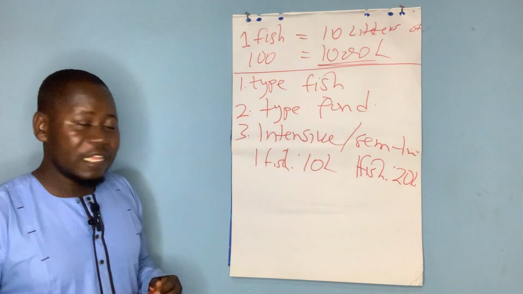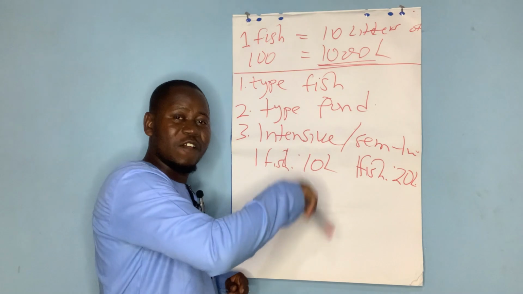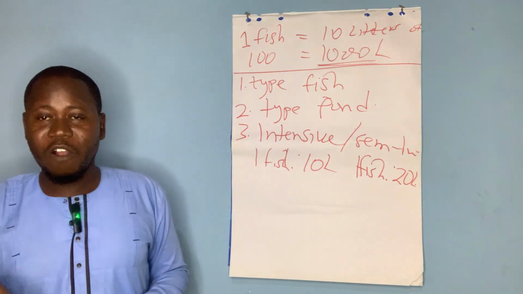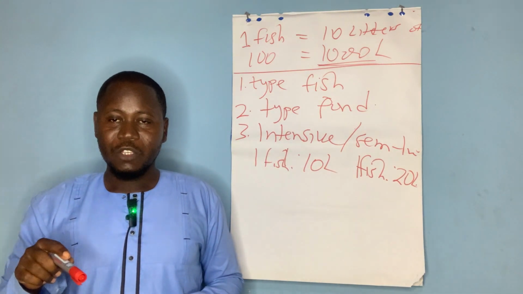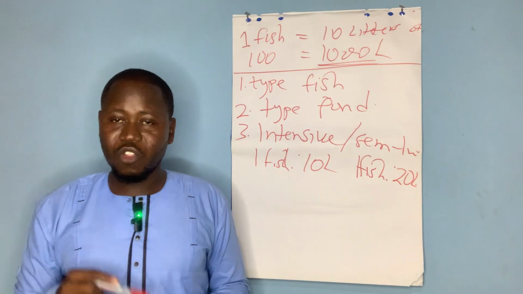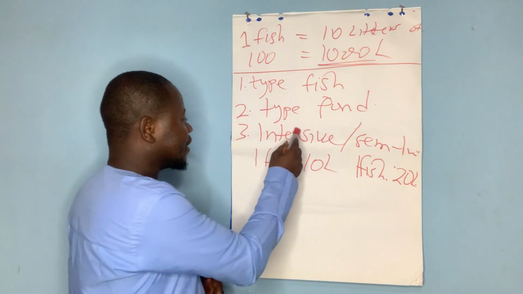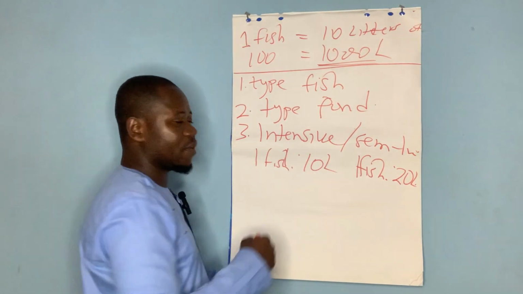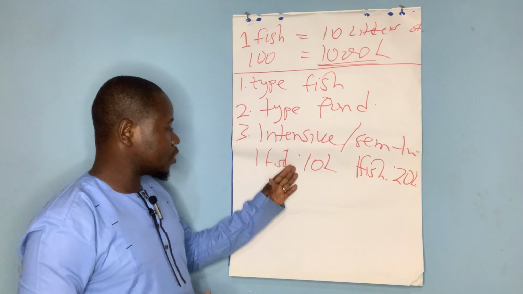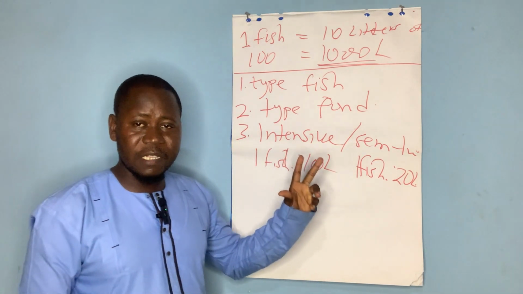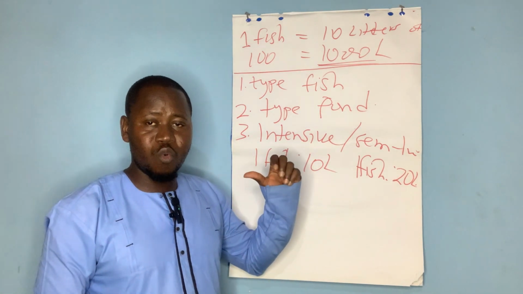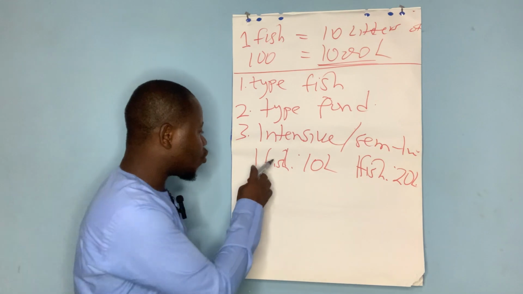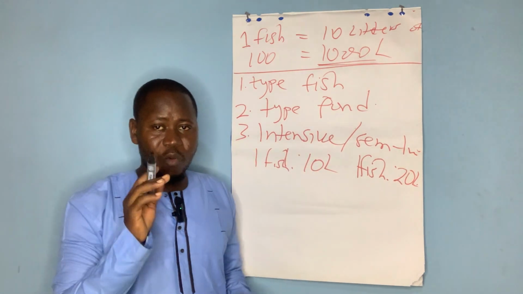Please note, these factors will give you the final calculation of the stocking density. So it's very important you take note of that. Now, other factors are classified under the intensive and semi-intensive. If you install filtration and aeration or you are having good water management, you can stock one fish to 10 liters. And that's what we are going to work with.